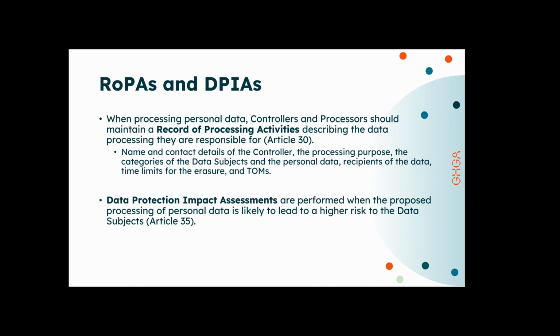DPIAs, or data protection impact assessments, are performed when the proposed processing of personal data is likely to lead to a higher risk to the data subjects. And this is covered under Article 35 of the GDPR. Higher risk typically means something like you're using a lot of special category data, or you're processing data in a way which is new or novel. So you might be using a new technology to process data, and because of that, the risks that might come about from that processing are not so well known. And so it might be necessary to perform a DPIA.